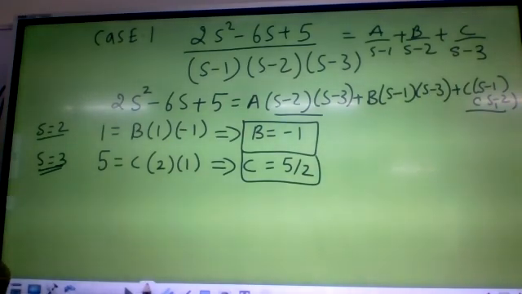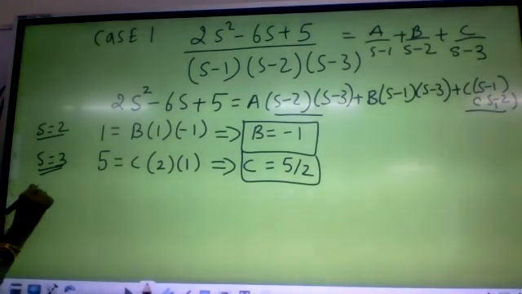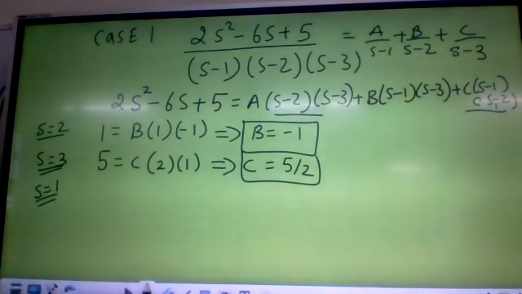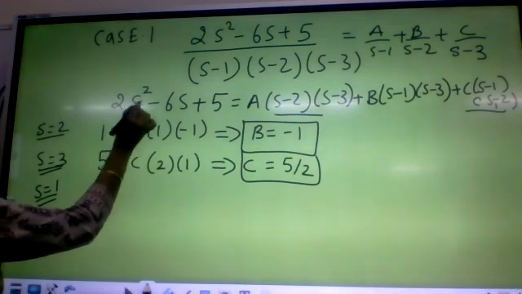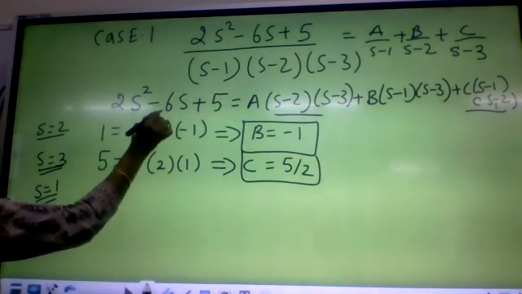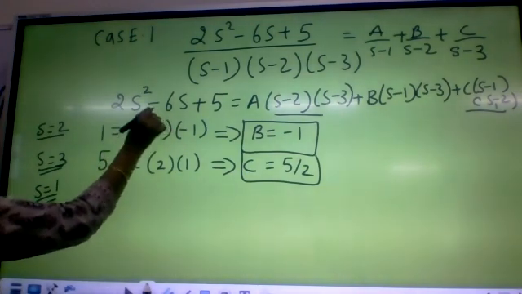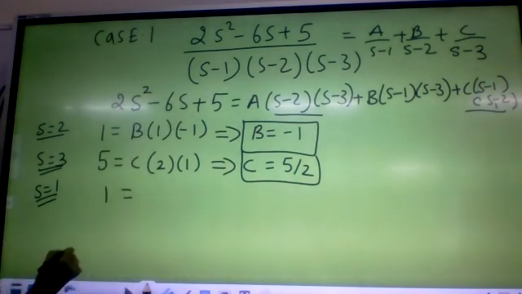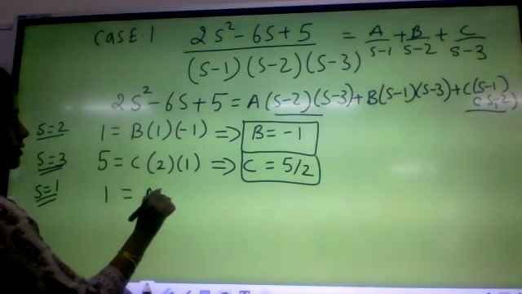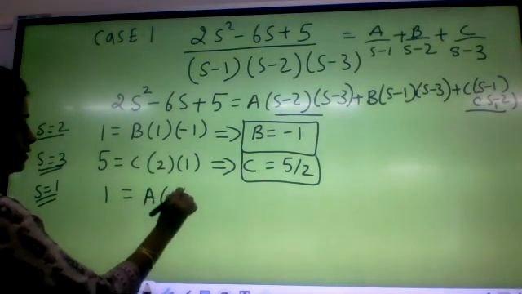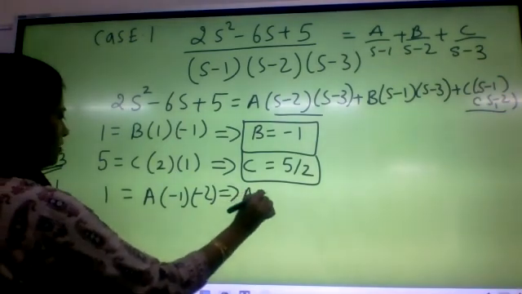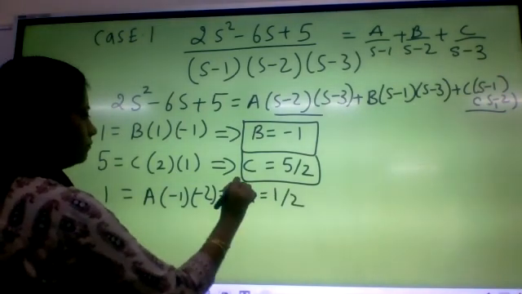Right? So now let us see the third thing when I am putting s is equal to 1. When you put s is equal to 1, here 2 minus 6 that is minus 4. Sorry, 2 minus 6 that is minus 4 plus 5 that is 1. So 1 is equal to, I am putting s is equal to 1 means minus 1 minus 2. So a value is equal to 1 by 2.